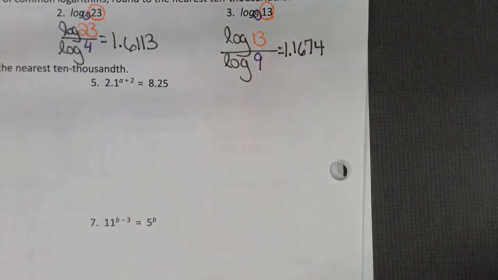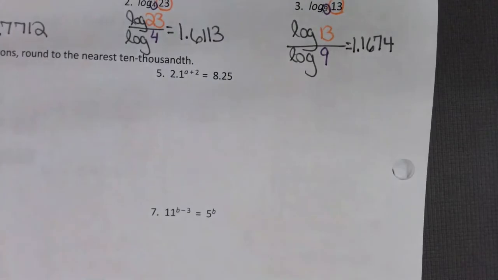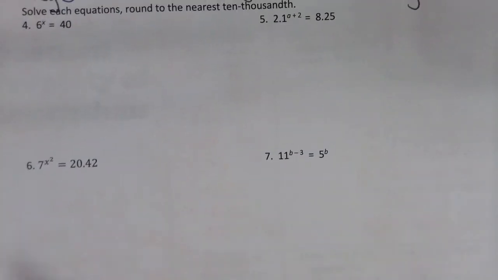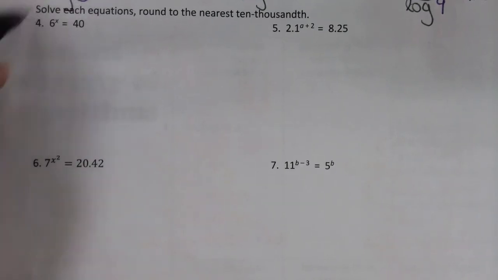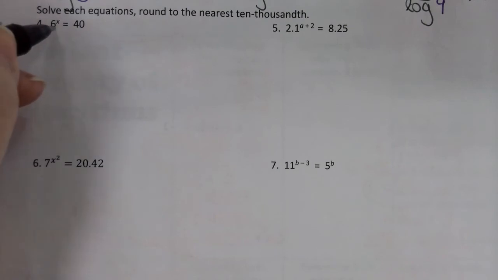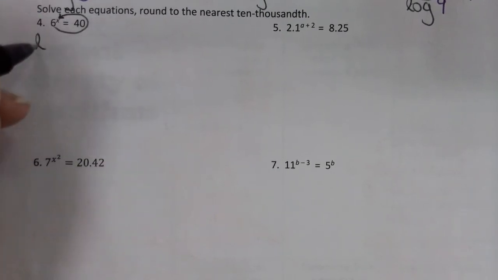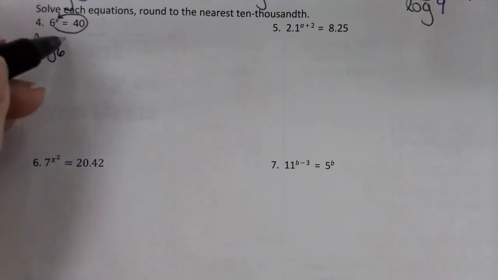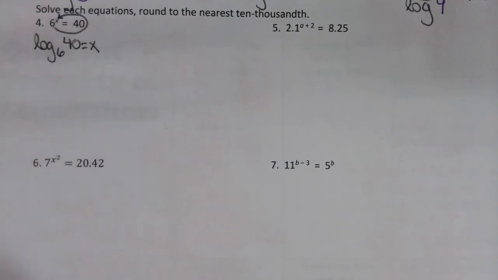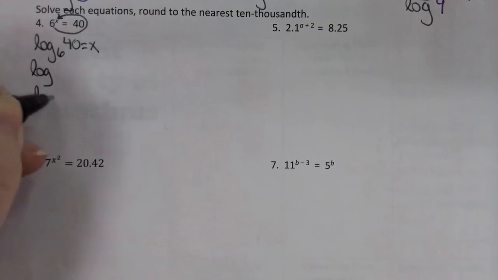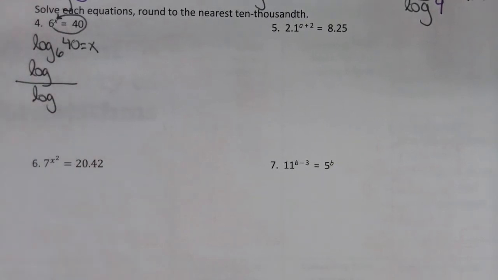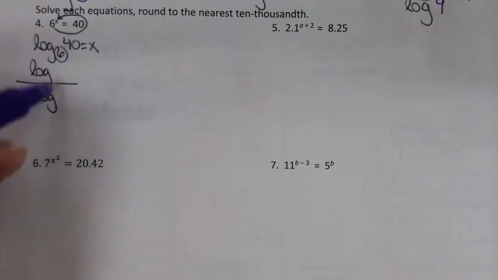Now let's actually put this into practice with some exponential equations that are requiring a log to be able to actually solve. One way to do these is to switch them into logarithm form. So we would have log base 6 of 40 is x. And then we can use that basement and attic idea with our change of base formula. So log on top, log on bottom, and our basement number would be 6. Our attic number would be 40.